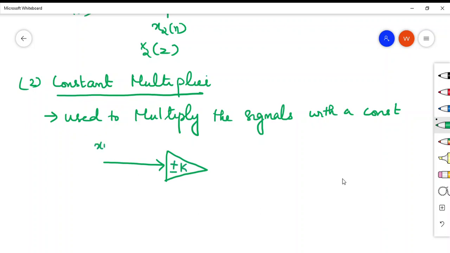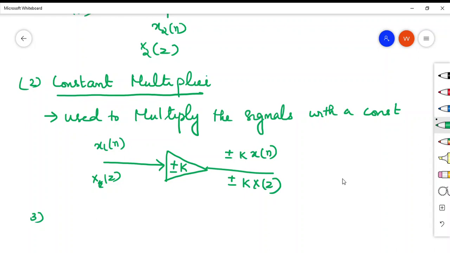So, if you have signal x1 of n, when it is passed through the multiplier, what you are supposed to obtain? At the output, you are supposed to obtain plus or minus k x of n, or if it is represented in z form, that is x of z, when it is passed through the constant multiplier, output will be equal to plus or minus k x of z.